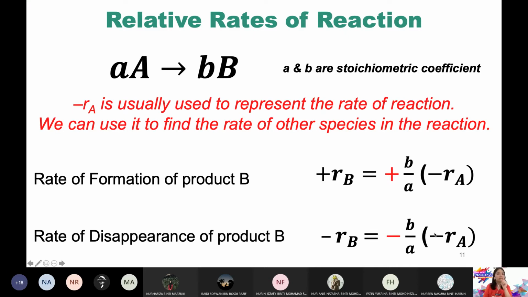Minus RA tu nombor dia mesti positif. Kenapa positif? Rate of disappearance of A. A kan memang akan sentiasa hilang sebab A adalah raw material, A adalah reactant. A akan sentiasa hilang. So, kadar kehilangan A, minus RA, will always be a positive number. Okay, so that one kamu kena betul-betul faham. Alright? So, done for B.